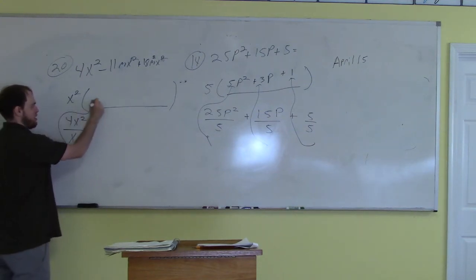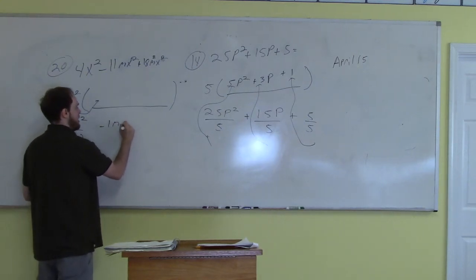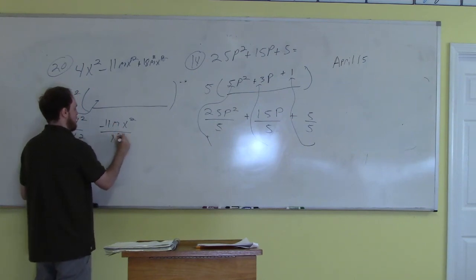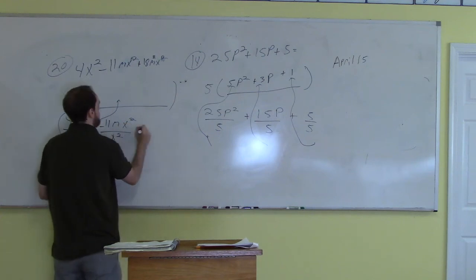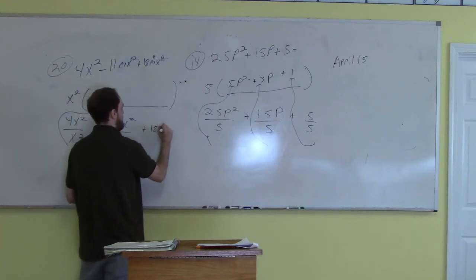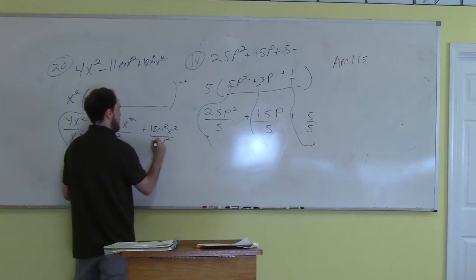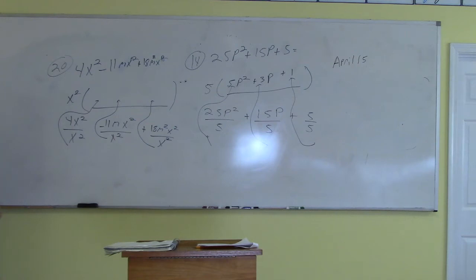Whatever that is goes here. Then we're going to do minus 11mx squared divided by x squared. Whatever that is will go there. And then you're going to do plus 18m squared x squared over x squared, whatever that is, will go here. And so that's all we're going to do.